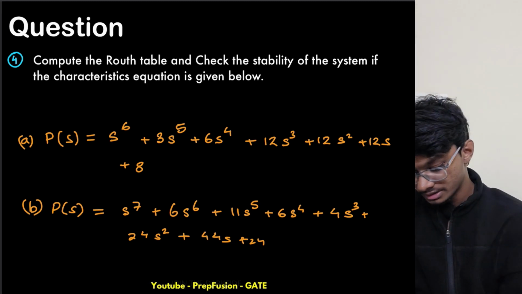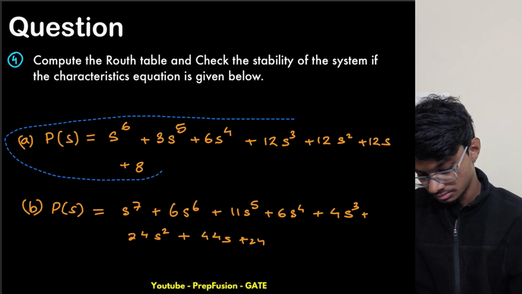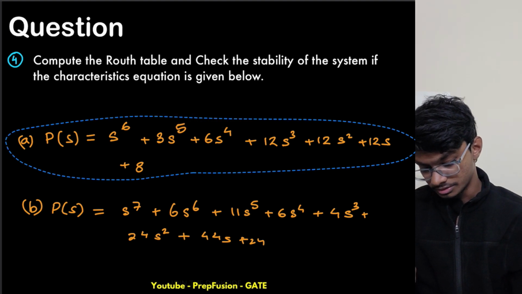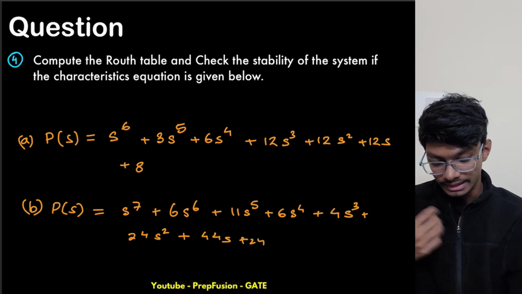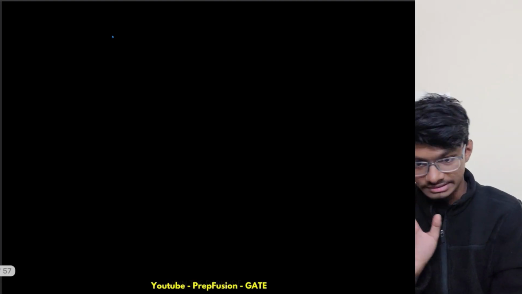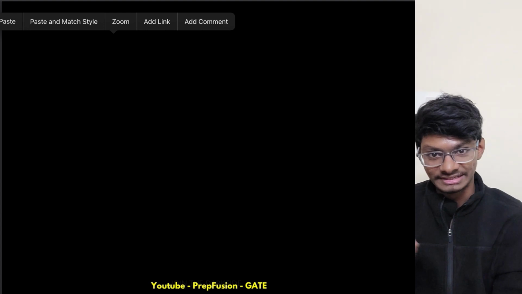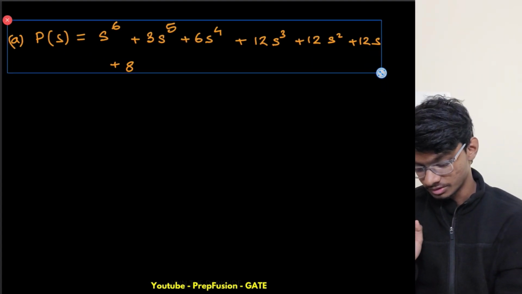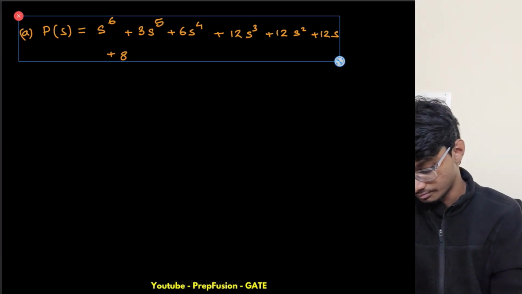Let me take the first question and compute this one, right? So we have to compute the Routh table and check the stability of the system. Obviously we know there will be a row of 0, that's why we are studying this topic. But still let us compute.